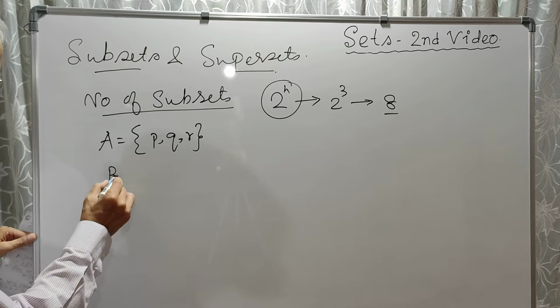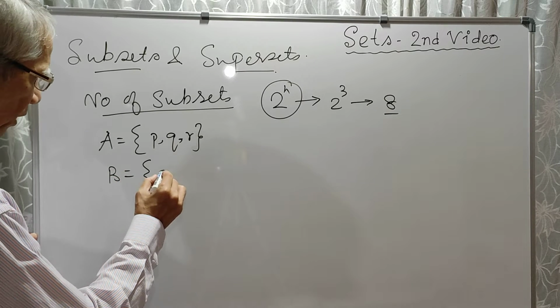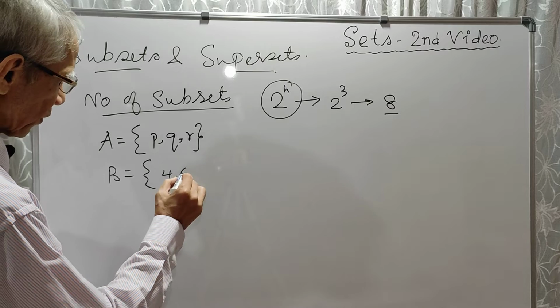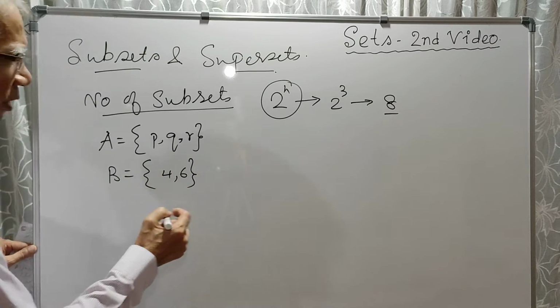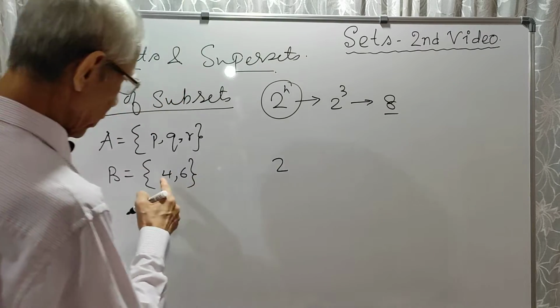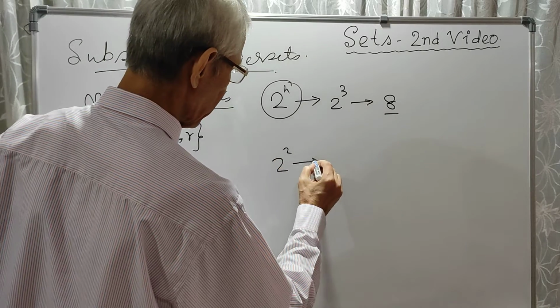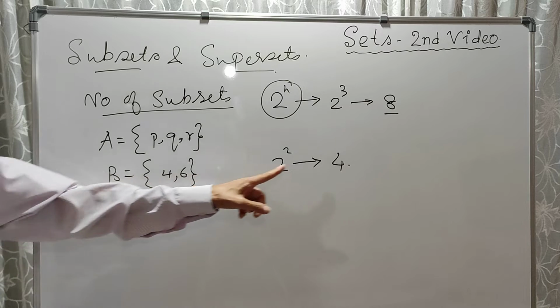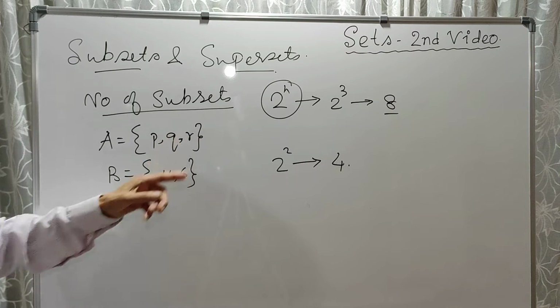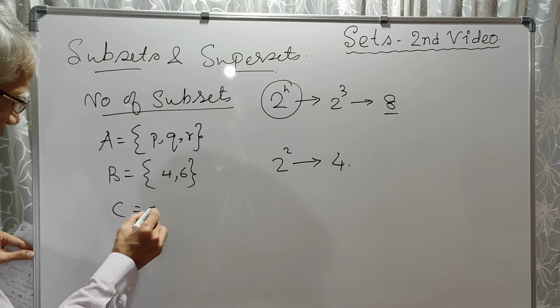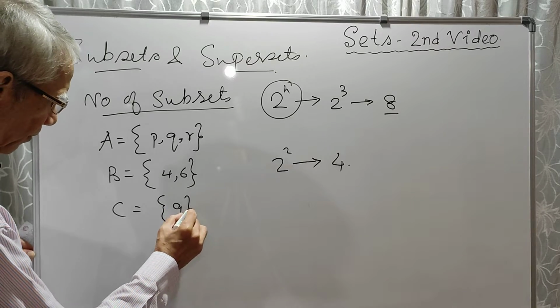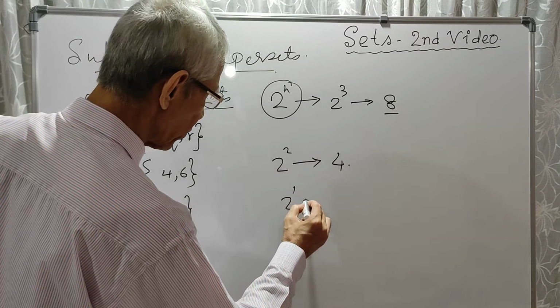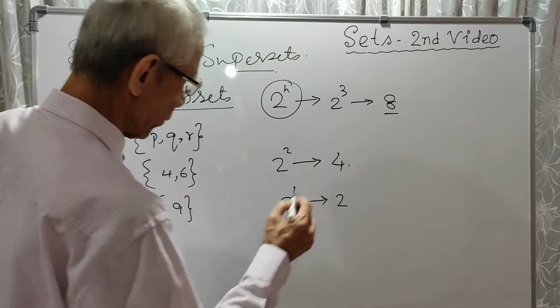Similarly, suppose this set B has just 4 and 6. So, there are 2 elements. Therefore, what will be the number of subsets? 2 to the power 2, that means 4. So, this has 4 subsets. Suppose this set has only 1 element. Therefore, what will be the number of subsets? 2 to the power 1, that means 2.